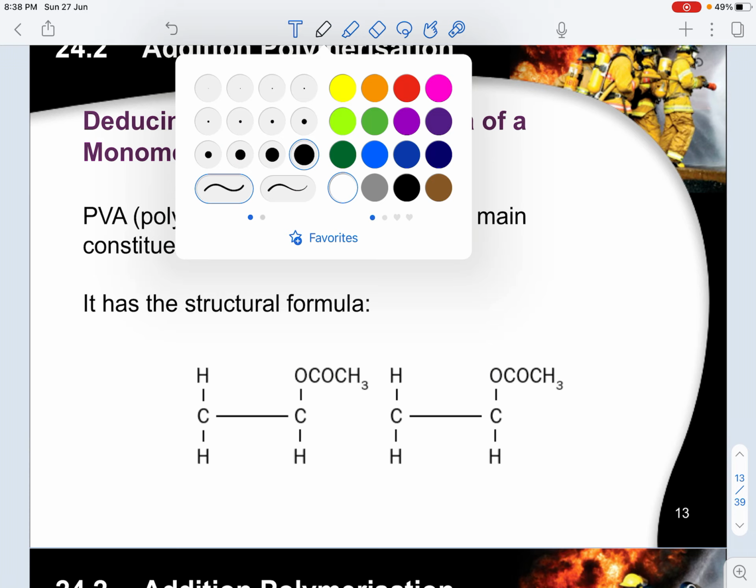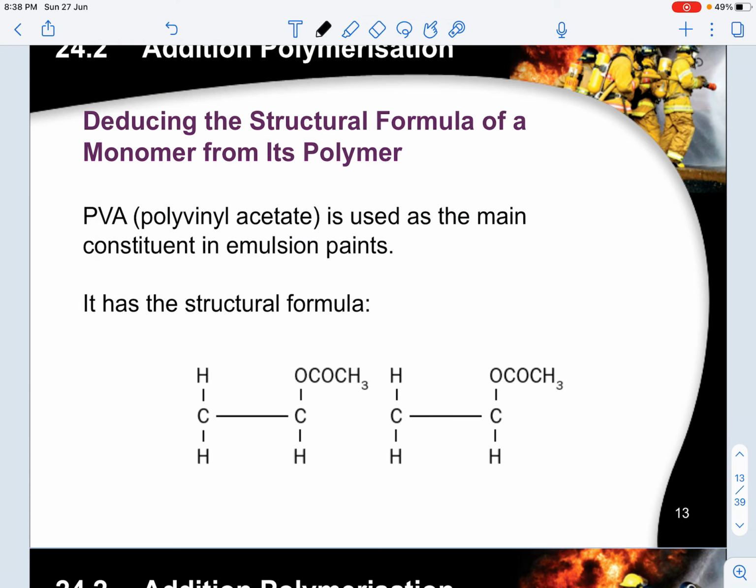And after I erase, I just draw a double bond in between the carbon. And this represents the monomer used for the whole polymer you just saw. Okay?